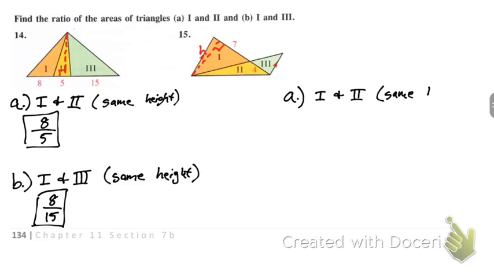You sure? 1 and 2 have the same height. 1, 2, and 3 do not have the same height, and that's going to be slightly different. We're just doing 1 and 2. Same height, so we're going to compare the bases. The base of 1 is 7. The base of 2 is 4.